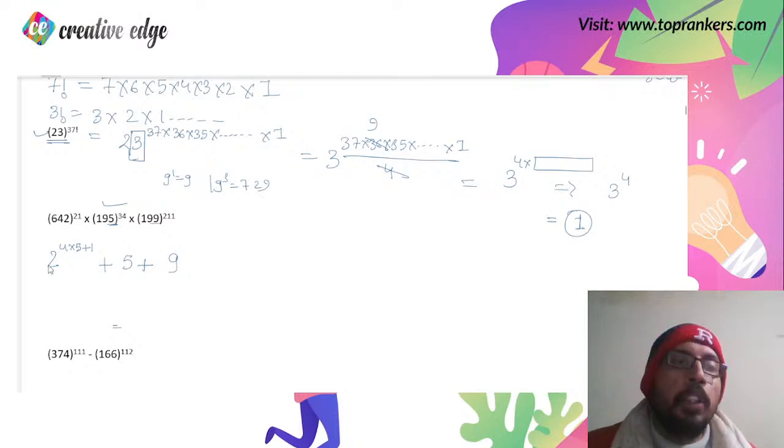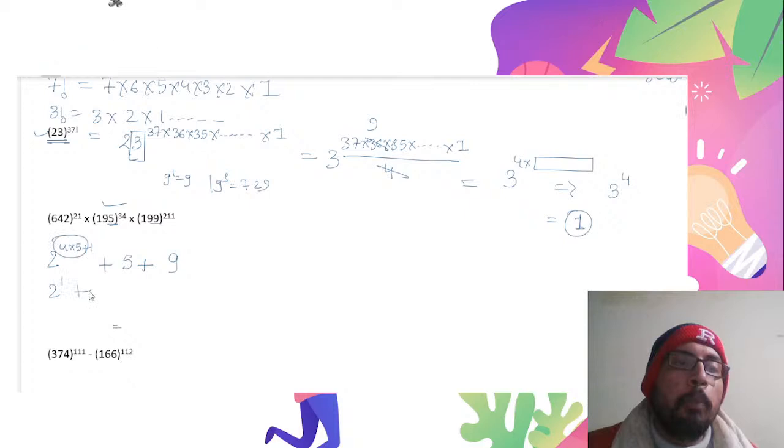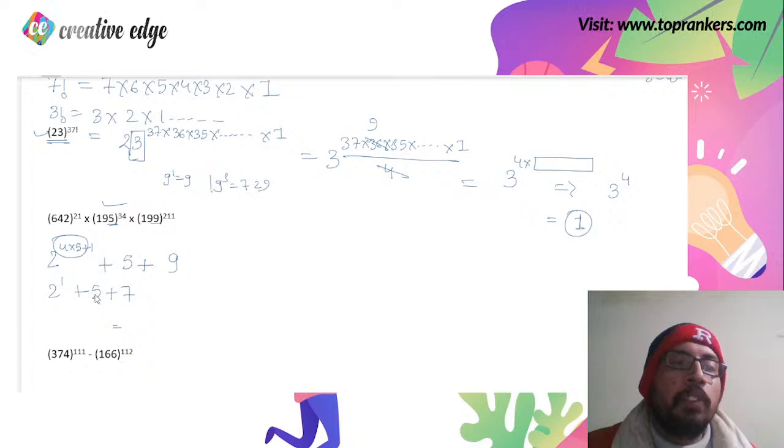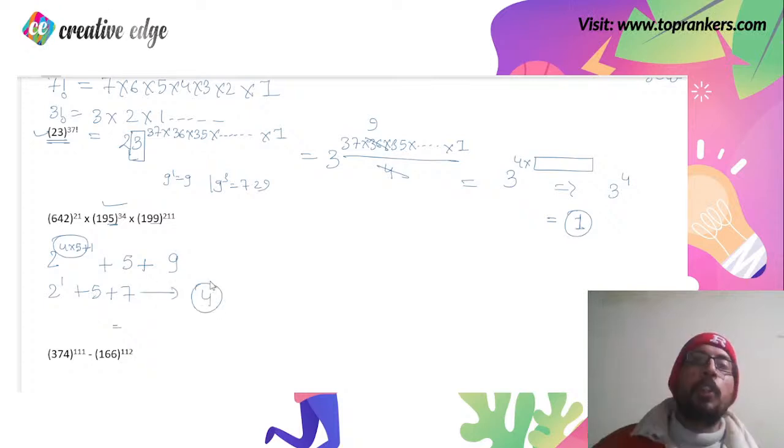So this 4 into 5 is not going to disturb my unit place. So I will be writing 2 raised to the power 1 plus 5 plus 7. This gives me 2 plus 5 is 7, 7 plus 7 is 14. That means I will be getting 4 at the unit place. I hope you understood this.